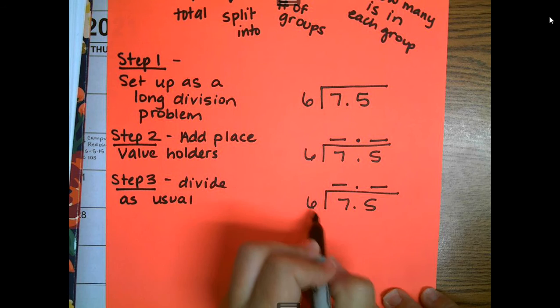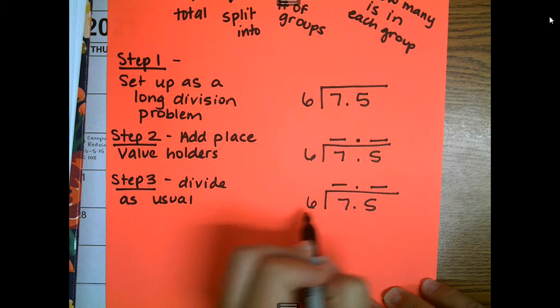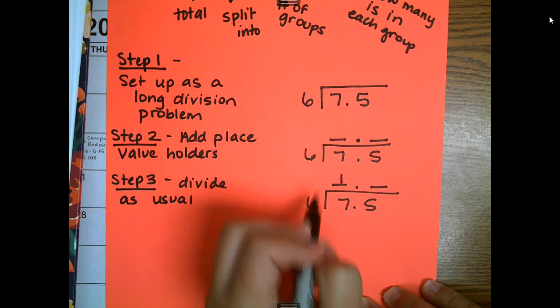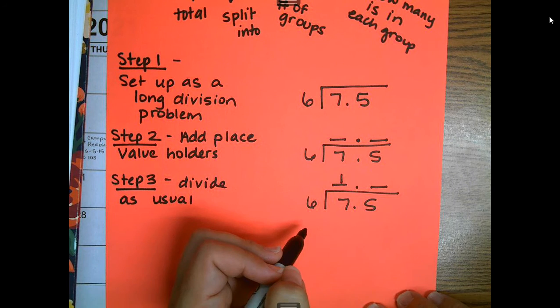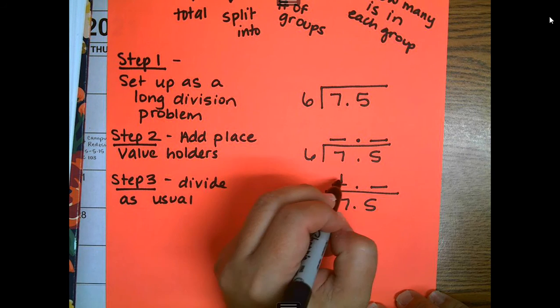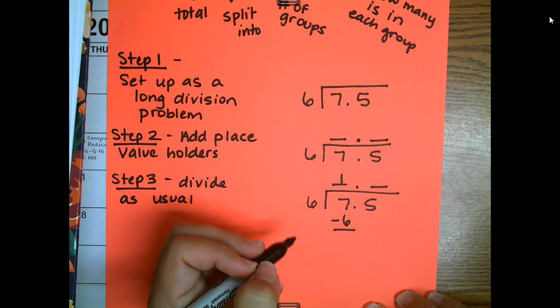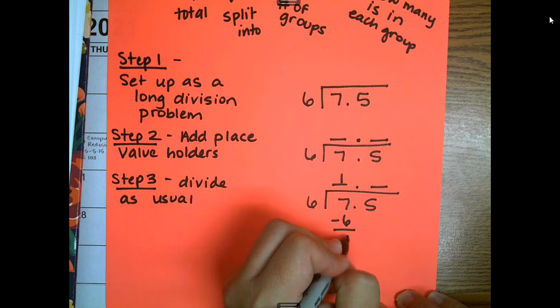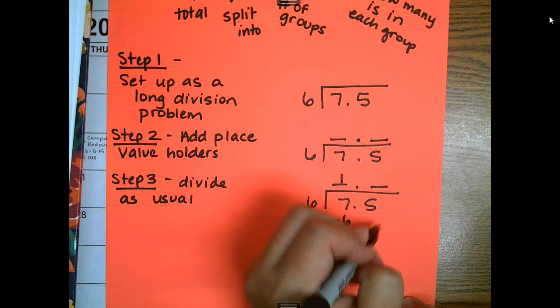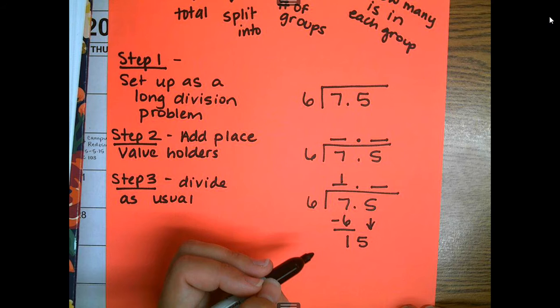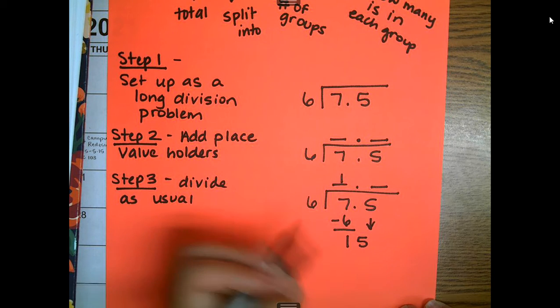So I know 6. If I have 6, I'm thinking how many groups of that are there in 7? There's 1. So I divide, I put my number on the top, and I'm going to multiply. 1 times 6 is 6. When you multiply, you put the number on the bottom. Then you subtract. You get 1. Then you bring down your next number. So now that 1 becomes a 15. And then you start all over.